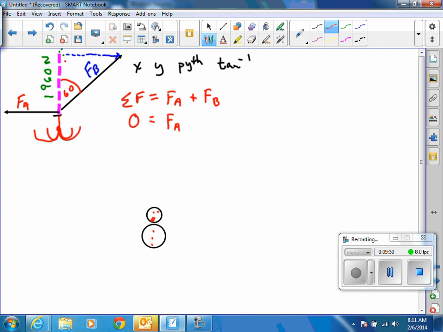Okay. So therefore, now that you have a right triangle up here with force B, and you know one of the sides, we are trying to find either the opposite side here. See how the blue side is going to be the opposite side? Okay. What side is the pink side? The adjacent.